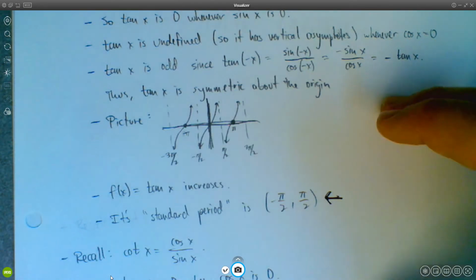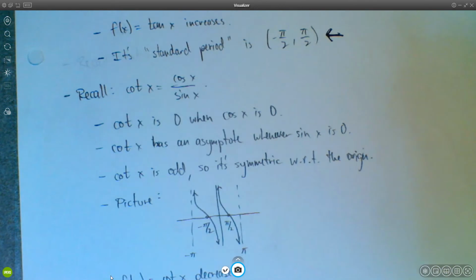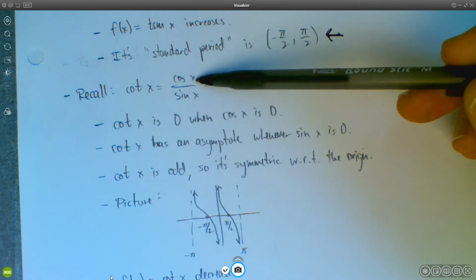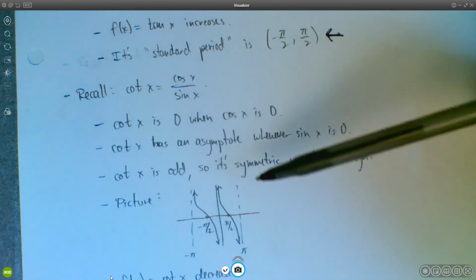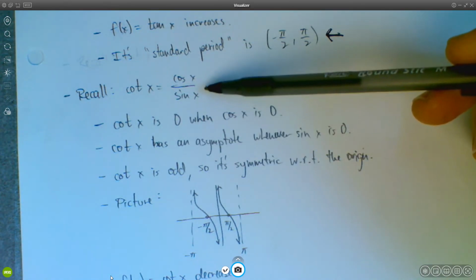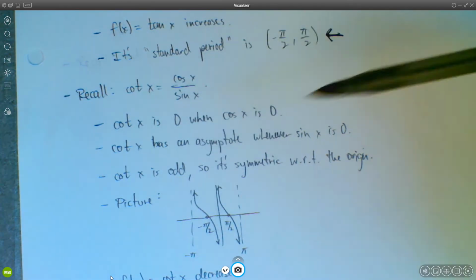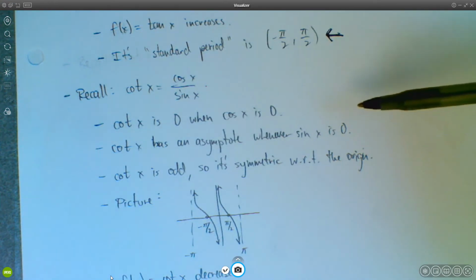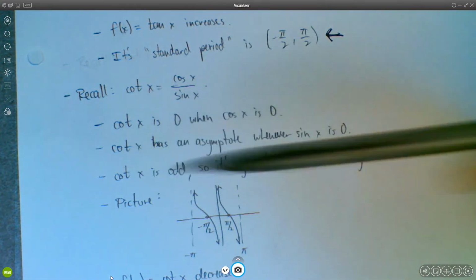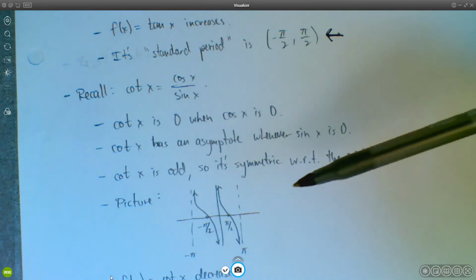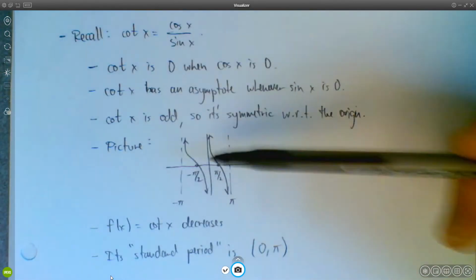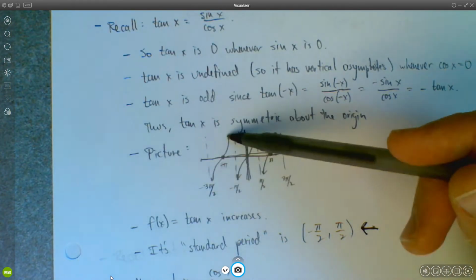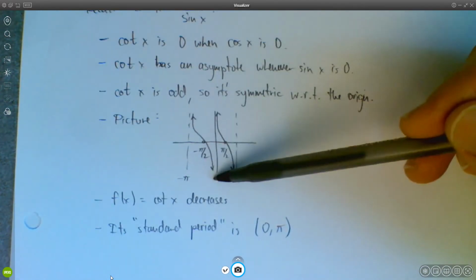Anyways, that's tangent. Now cotangent, you can imagine, is going to be pretty similar because cotangent is cosine over sine, right? So it's going to be 0 whenever cosine is 0 and undefined whenever sine is 0. That means it's going to have asymptotes in exactly the locations where the tangent function is 0, right? Anyway, we'll take a look at a graph of this here in a second. But cotangent is an odd function, just like the tangent function, and it looks like this. So it looks a lot like the tangent function, but whereas the tangent function is increasing, the cotangent function is decreasing. Okay.